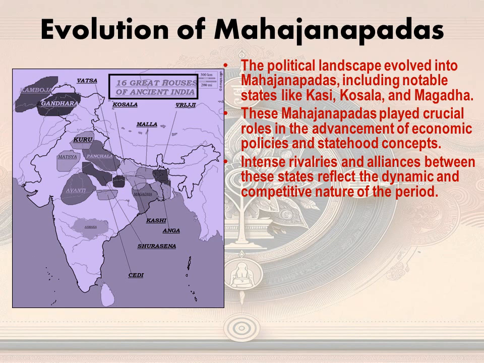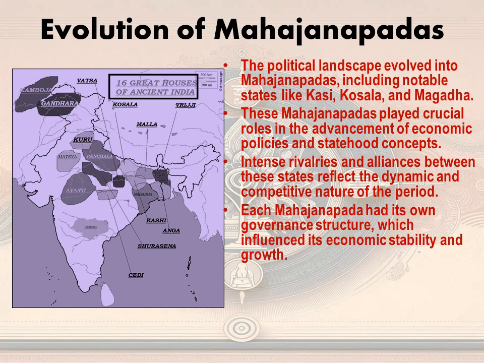Intense rivalries and alliances between these states reflect the dynamic and competitive nature of the period. So there were many wars fought between the Mahajanapadas, and also many alliances made with each other, and thus we get a reflection of the political dynamic in this period.